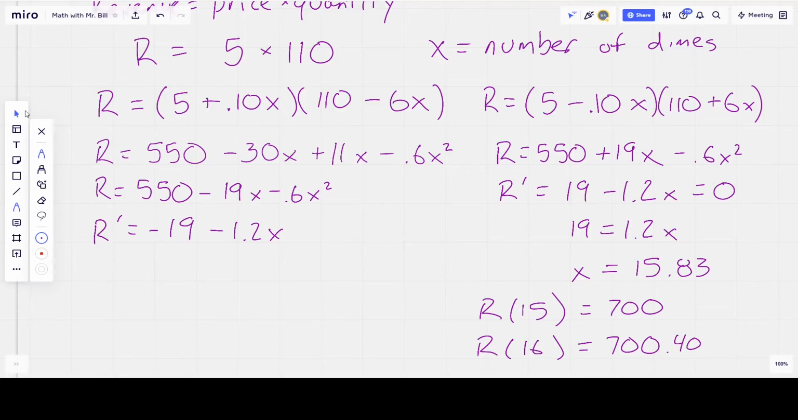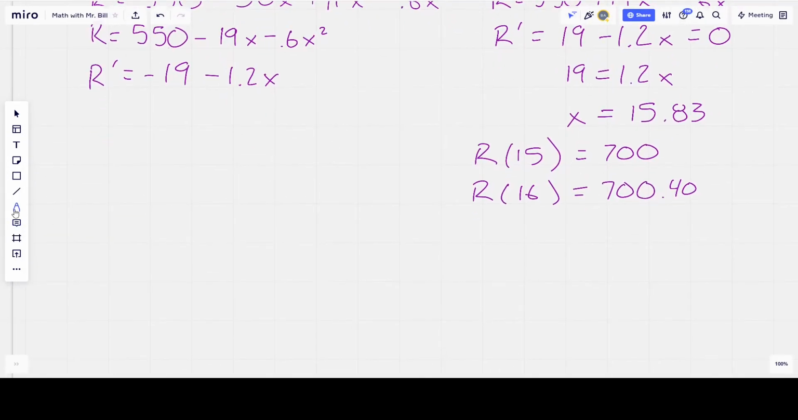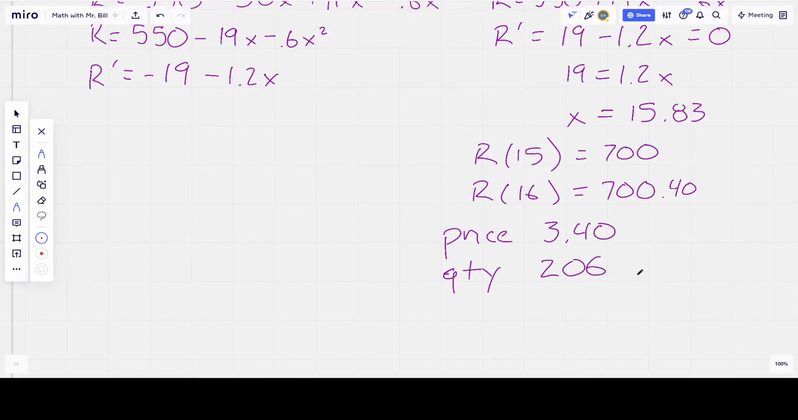So it appears that 16 will be the maximum number of dimes that we want to remove from our price. And so if we figure that out, then our new price now is going to be $5 minus $1.60, or $3.40. And then the number of things that we're going to be able to sell is going to be 110 plus 6 times 16. 6 times 16 is 96. So it's 110 plus 96. So that's going to be 206 items. So that's it. That gives us our maximum revenue.